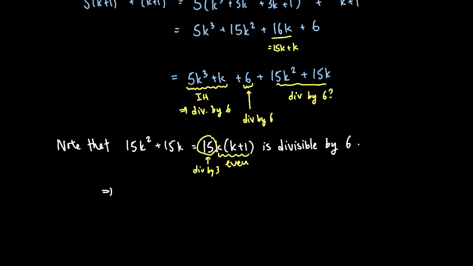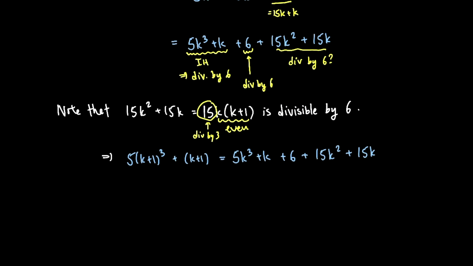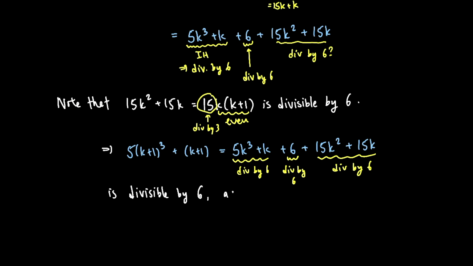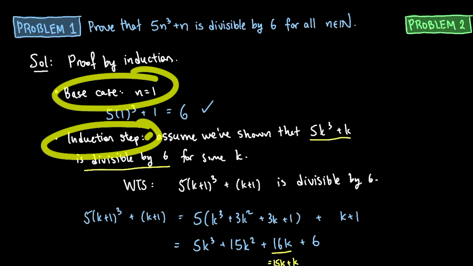So that tells me that this whole expression here that I was working with since the beginning is equal to this thing that I worked out. Whoops. This thing. And all these terms are divisible by 6. So this thing is divisible by 6. And that's what I wanted to show. Okay, so I showed the induction step. I showed the base case, and I showed the induction step. And that's a proof by induction.